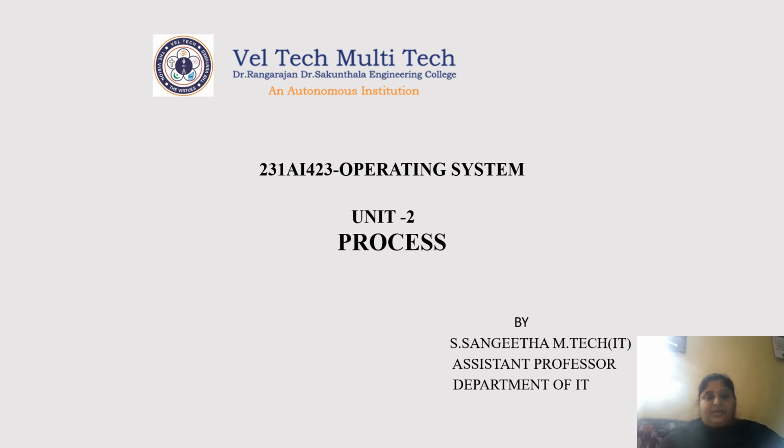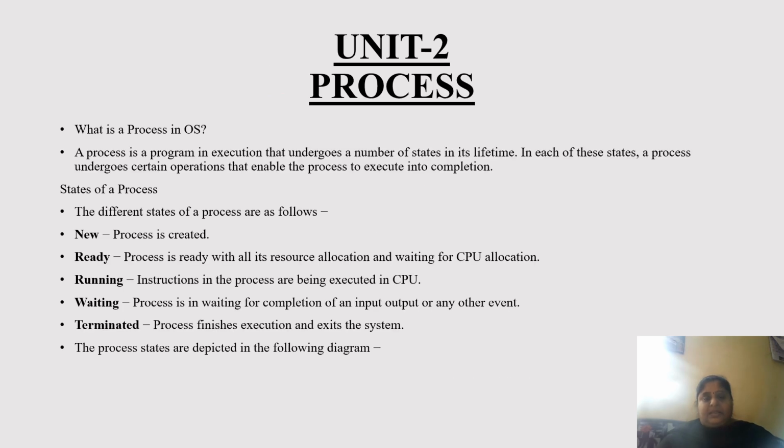Today we are going to see the topic process in the operating system from Unit 2. The subject code is 231AI423, and this is the 23 curriculum, autonomous syllabus. So today we are going to see about this process topic. What is meant by process in the operating system?